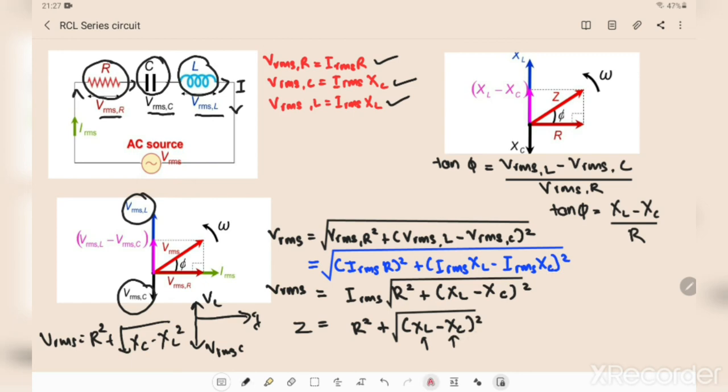The supply voltage Vrms leads the current Irms by phi radian. So we can calculate that tangent phi is equal to Vrms across the inductor minus Vrms across the capacitor, divided by Vrms across the resistor. And tangent phi is equal to XL minus XC divided by R. So the phasor diagram in terms of R, XC, XL, and Z can be illustrated like this figure.